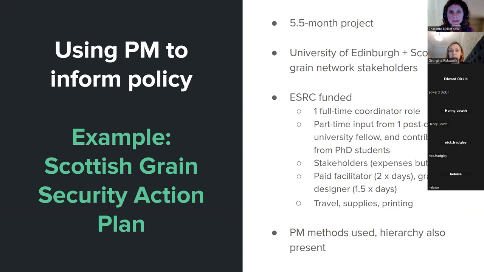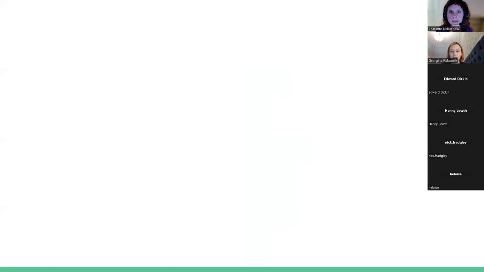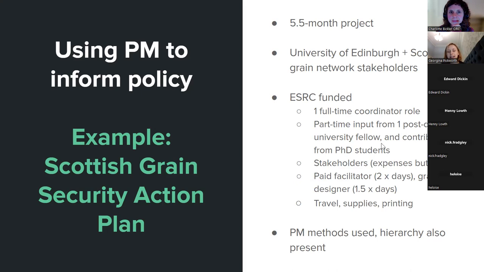So participatory methods have been used throughout this process. Most notably, we held a workshop at the beginning of the process and invited stakeholders to participate, and as a result, came up with what became the backbone of the report that was produced. Sorry, skipping ahead there. But I think it is worth noting that there was a hierarchy still present in this process.